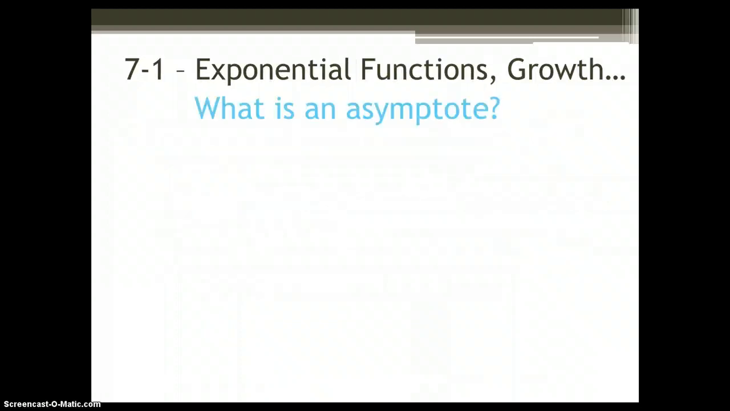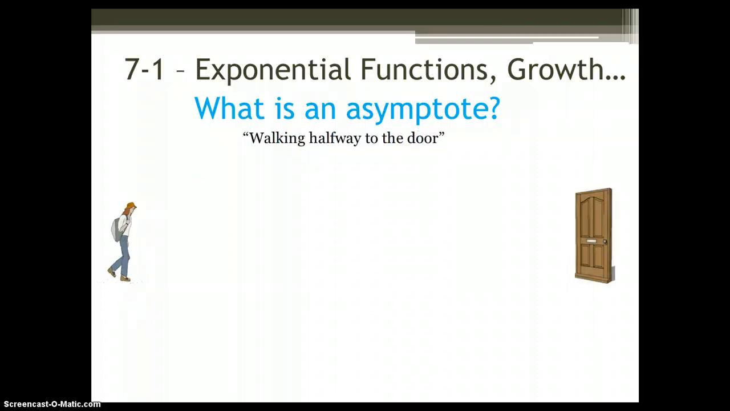You may ask yourself, what is an asymptote? I think of an asymptote as this example: walking halfway to the door. If a person starts at one end of the room and walks halfway to the door at each increment, walking halfway the first time, halfway the second time, walking half the distance to the door the third time, and so forth, the question is, will the person ever reach the door? The answer is no. This is an example of an asymptote.